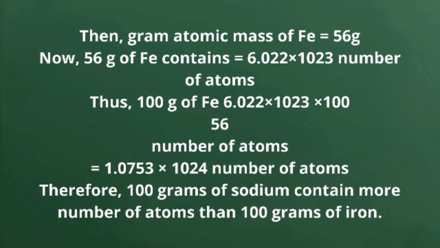Now 56 gram of Fe contains 6.022 into 10 to the power 23 number of atoms. Thus 100 gram of Fe is equal to 6.022 into 10 to the power 23 into 100 by 56 number of atoms. It's equal to 1.0753 into 10 to the power 24 number of atoms. Therefore, 100 grams of sodium contain more number of atoms than 100 grams of iron.